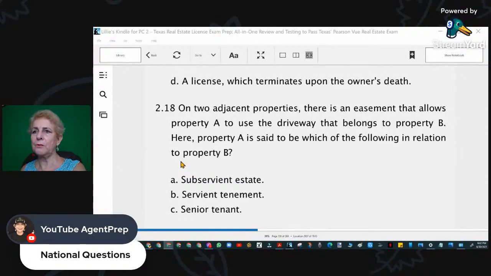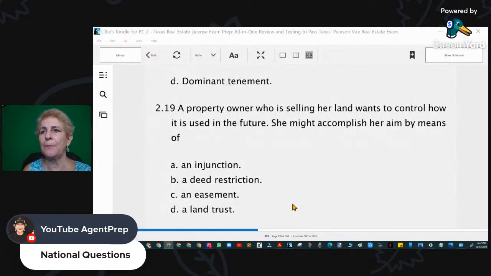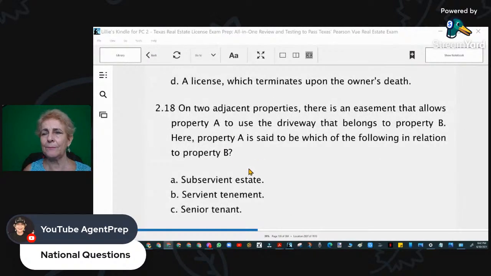Okay, so that's question 218. So anybody trying the answer? Is it a servient tenement or is it the dominant tenement? What is A? So property A uses the driveway that belongs to property B. So the one that has the right to use it is A. What are they called?